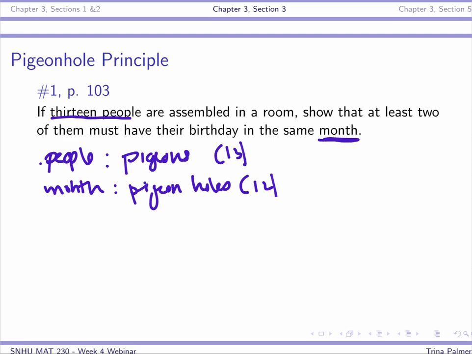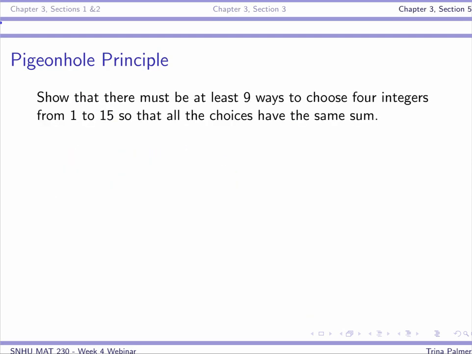Alright, the next one is an extended pigeonhole principle, and I keep forgetting to fix this slide. This number is supposed to be 10, not 15. So show that there must be at least 9 ways to choose 4 integers from 1 to 10 so that all the choices have the same sum.